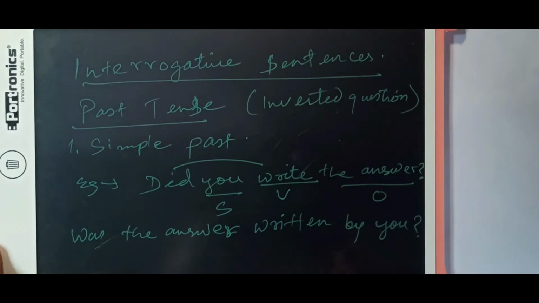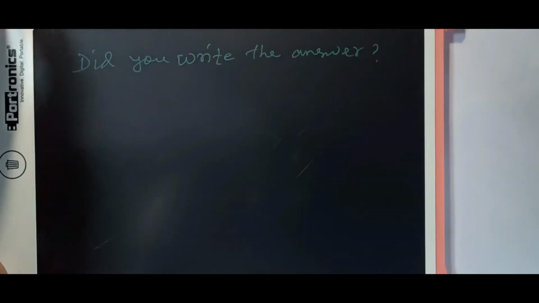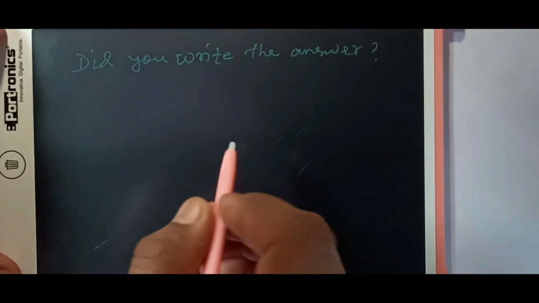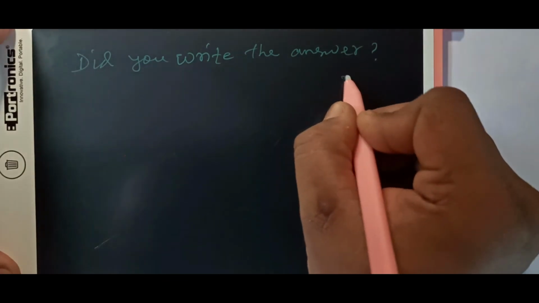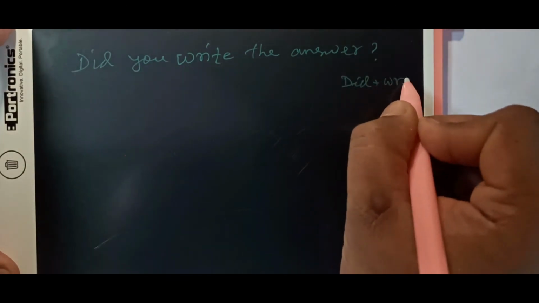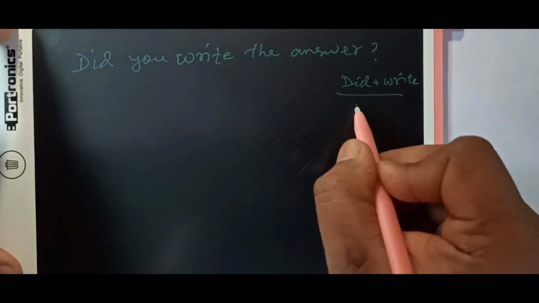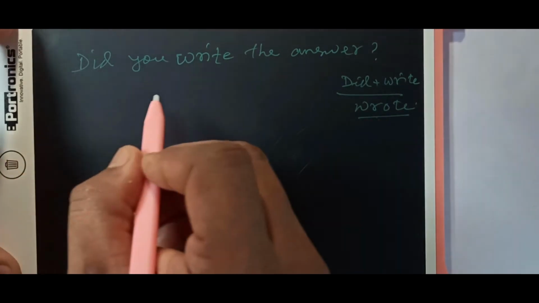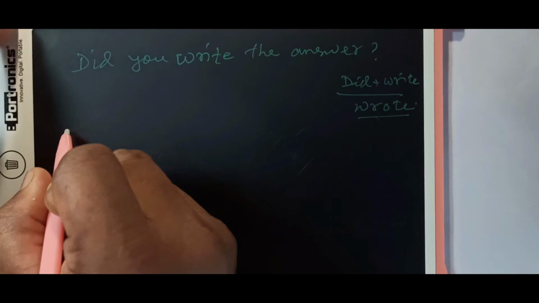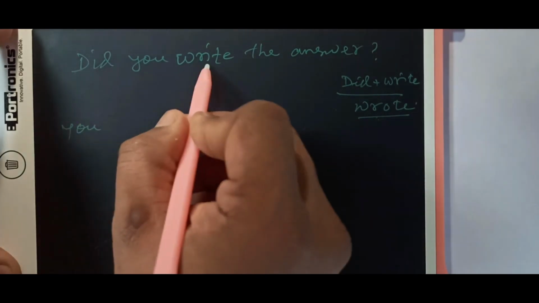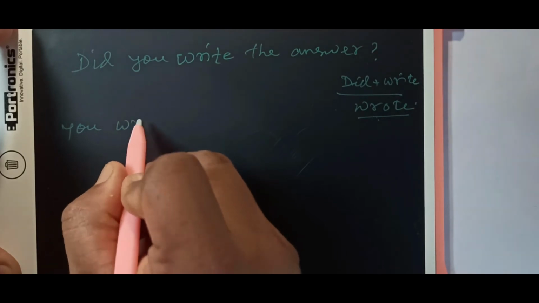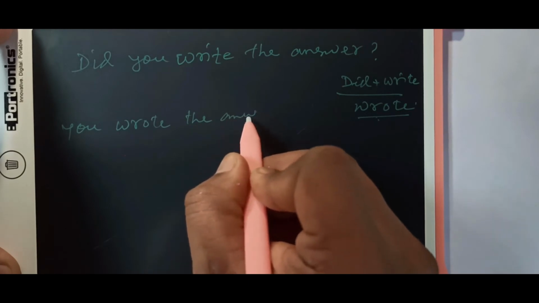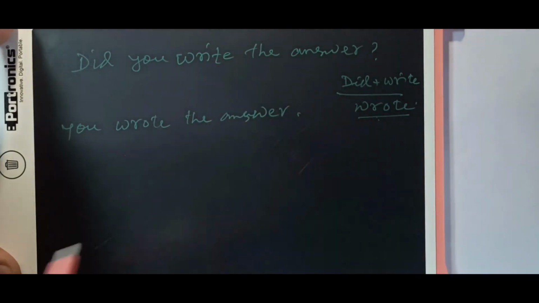Alright, now let's see how we get this one. Okay, this is the sentence you see. Did you write the answer? Now let us convert it into an assertive sentence. As I have already told you, did plus write will change to wrote. So did you write the answer will become you, and did plus write will turn to wrote in the simple past tense. You wrote the answer.